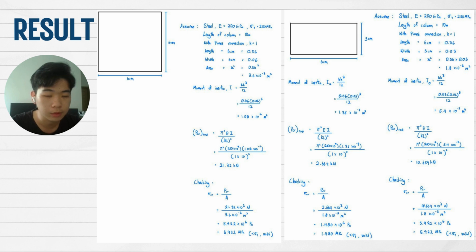And also for the moment of inertia about the y-axis, we can get 5.4 times 10 power of negative 7 meter power of 4, and also the critical load is 10.659 kilonewton, and also the bending stress we get is 5.922 megapascal.